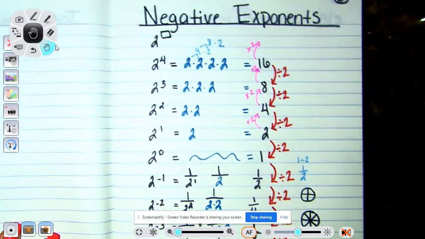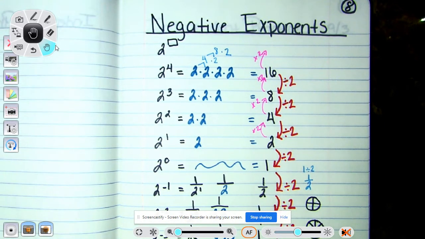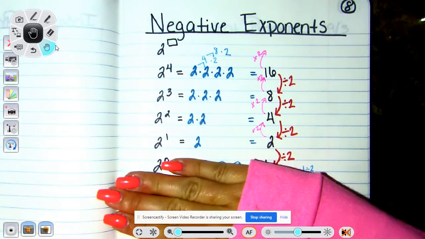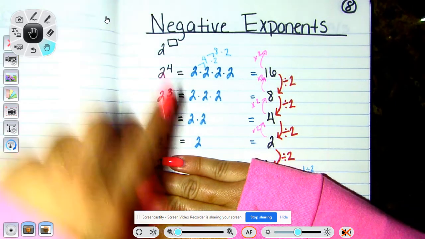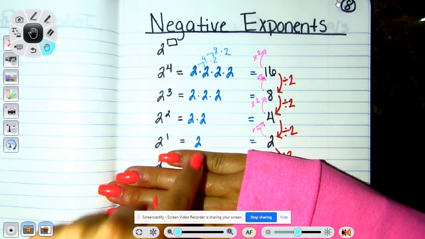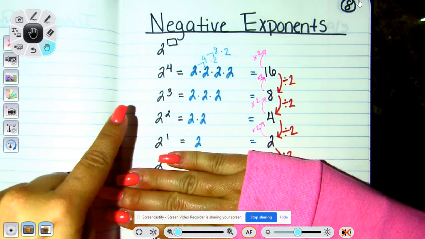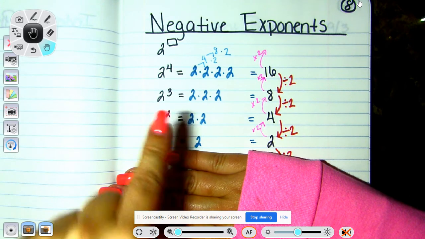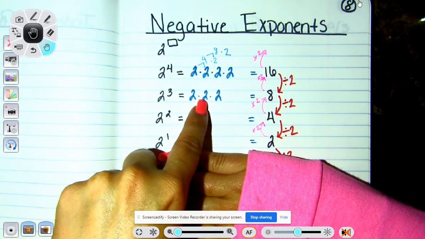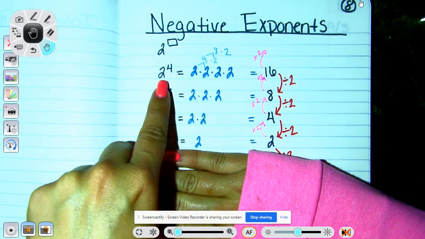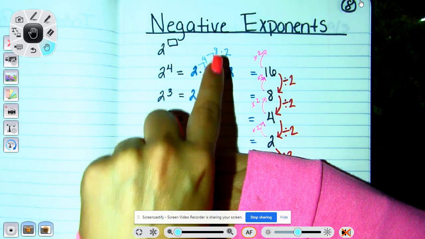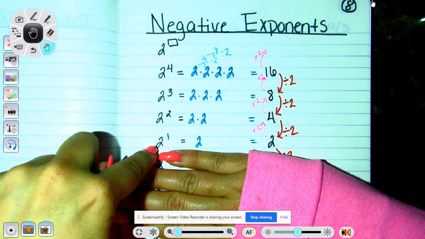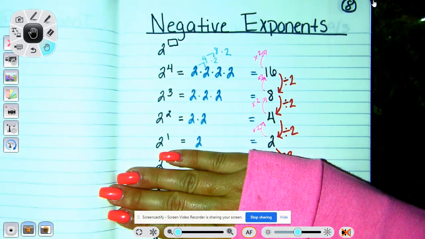Okay, in this video, we are going to briefly review our negative exponent laws or negative exponent rule. So first, I want us to take a look at what is happening from 2 to the first power and up. So whenever we have 2 to the first power, that's just 2. Whenever we have 2 to the second power, that's 2 multiplied twice. 2 to the third power is 2 multiplied 3 times, and 2 to the fourth power would be 2 multiplied 4 times.